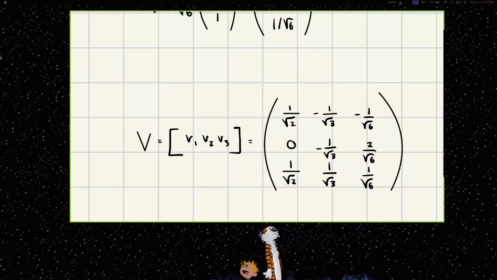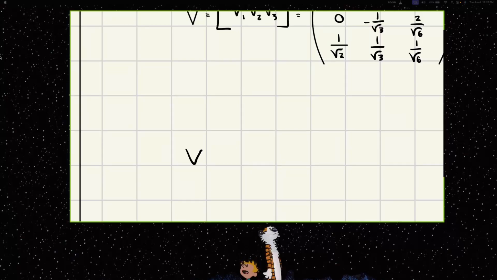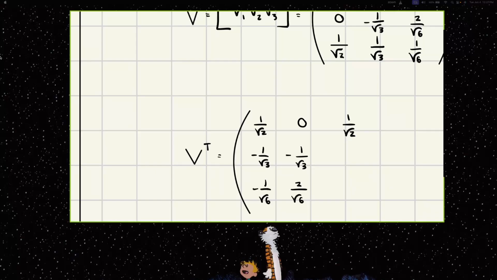Okay, so this is V, so V transpose is simply this matrix with its rows and columns flipped. So we end up with 1 over the square root of 2, negative 1 over the square root of 3, and negative 1 over the square root of 6. And then 0, negative 1 over the square root of 3, 2 over the square root of 6, and then 1 over the square root of 2, 1 over the square root of 3, 1 over the square root of 6. Okay, so now we found V transpose.